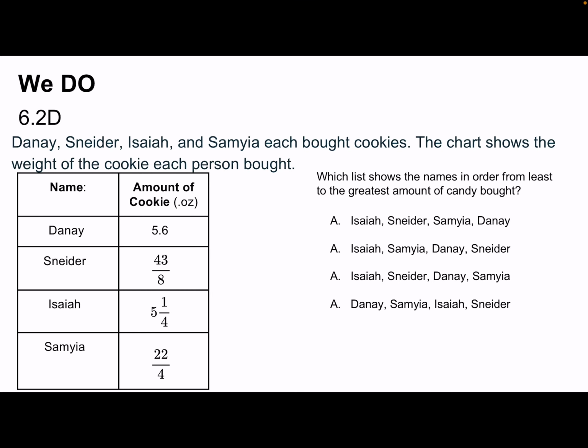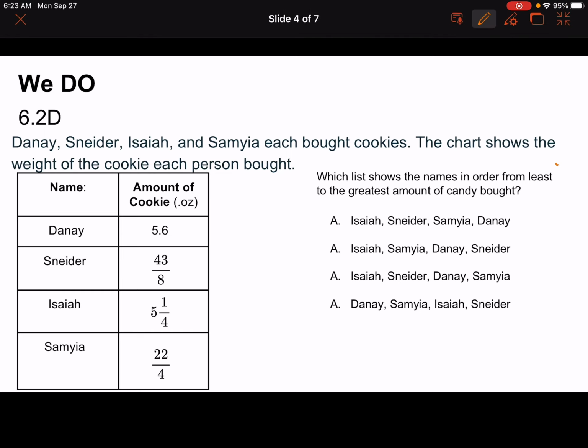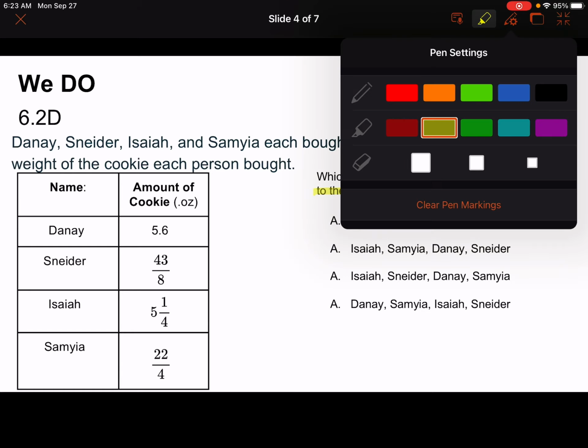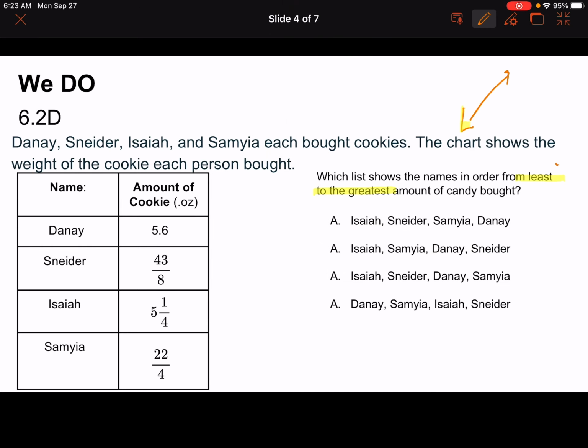All right, this next one we've got Danae, Schneider, Isaiah, and Samia. Each bought cookies. The chart shows the weight of the cookie each person bought. Which list shows the names in order from least to greatest, which is my keyword here. Now no one can buy negative weight, right? So we know that all these numbers are positive.